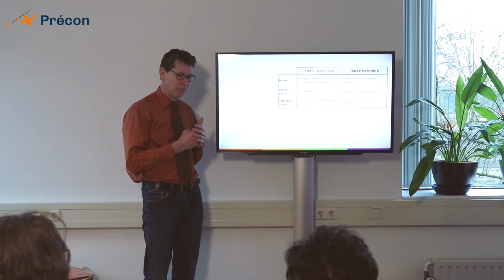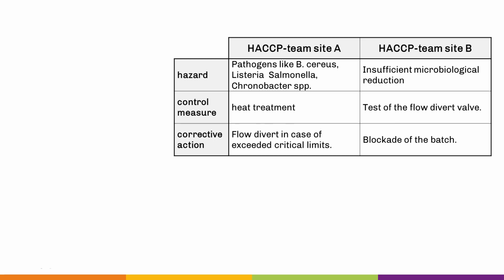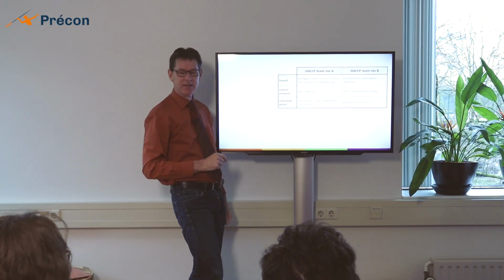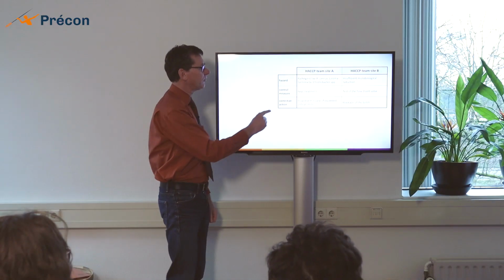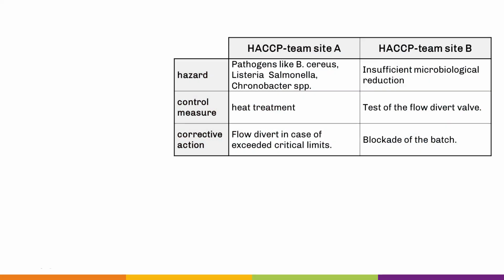So here's an example that I found just in the field. And this is an interesting example. There's 2 different sites, site A, site B. They're doing the same thing. They got the same raw materials, the same process and the same product. But when you look at their HACCP system, there's differences. One side says my hazards are pathogens like Bacillus cereus or Listeria, Salmonella. They've got a control measure they call heat treatment and they've got a corrective action in the flow divert.